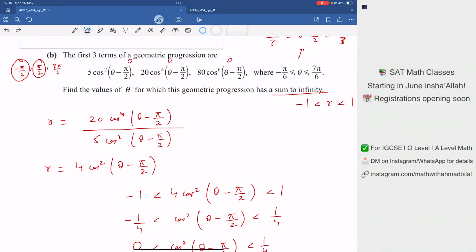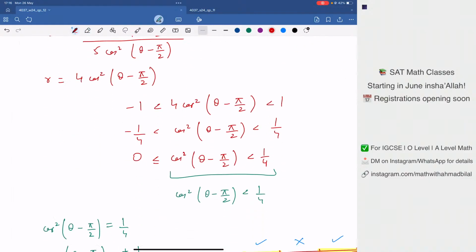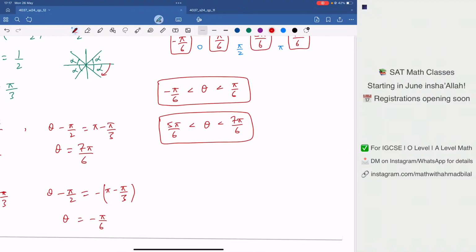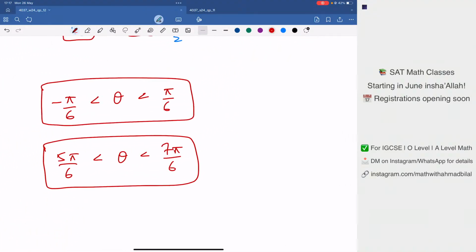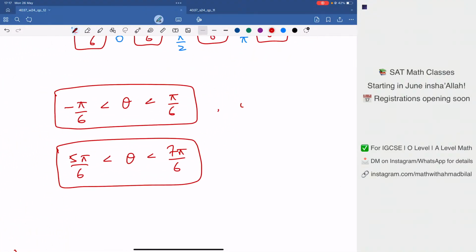So if you wanted, you could write down here that these are the possible values of theta for which the sum to infinity would exist. However, there are some exceptions. Theta cannot be equal to 0 and theta cannot be equal to pi. Why? Because in these two cases, you end up getting all zeros in that sequence.